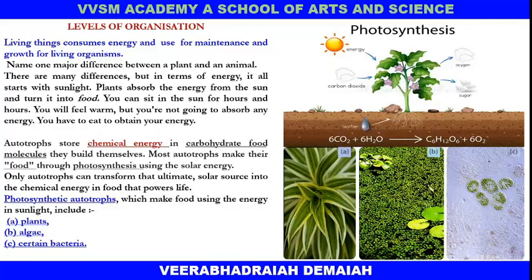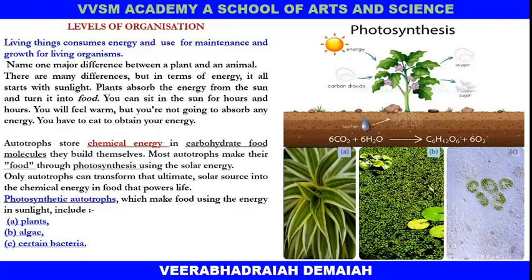Levels of organization. My dear friends, name one major difference between a plant and an animal. There are many differences, but in terms of energy, it all starts with sunlight. Plants absorb the energy from the sun and turn it into food. You can sit in the sun for hours together. You will feel the warmth of the solar energy, but you are not going to absorb any energy. You have to eat to obtain your energy. That is the difference between plants and animals. Plants get energy from solar energy.